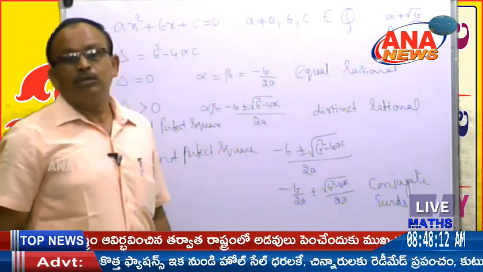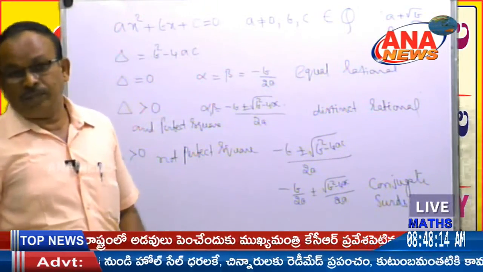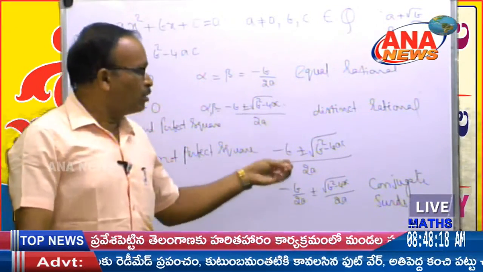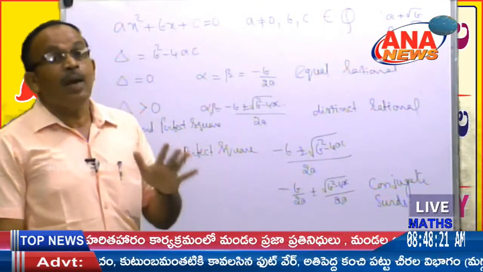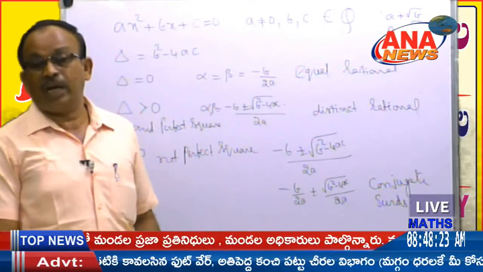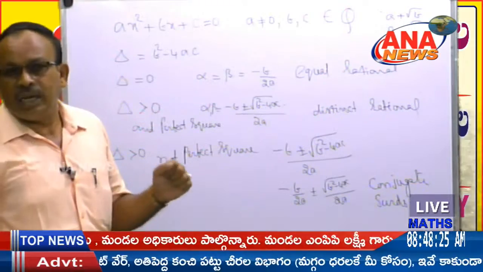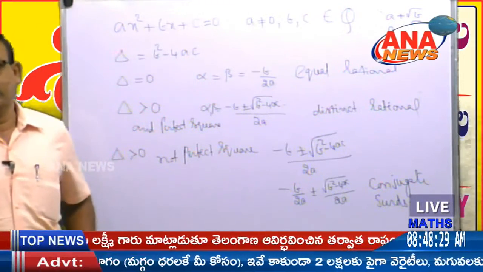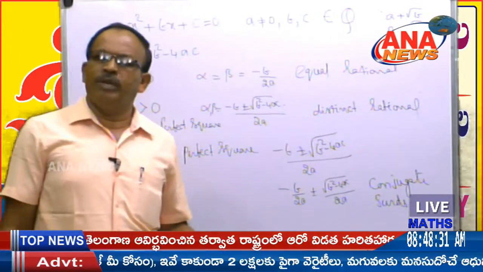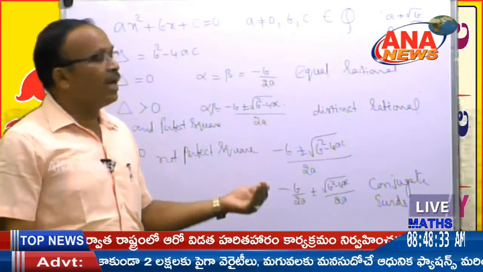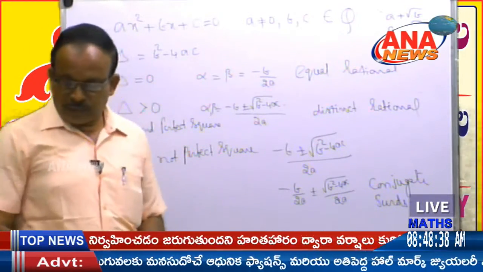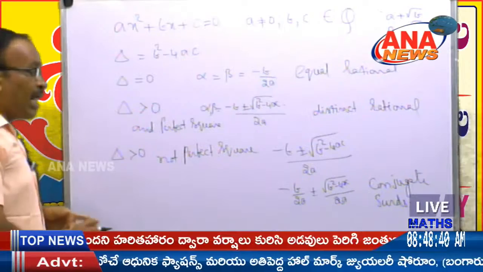Conjugate surds. So a quadratic equation has conjugate, that means what? Conjugate roots, they are in pairs. One is a plus root b, automatically the second one is a minus root b. If one is a minus root b, the other one is automatically a plus root b. Got it?